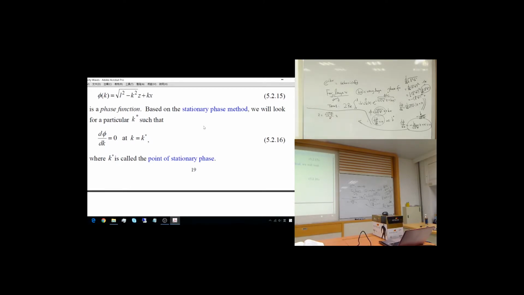the phase function is independent of k. So then you are not going to have strong oscillation, and that's called stationary phase. And then we have the solution asymptotically. Okay, so then you can solve that.